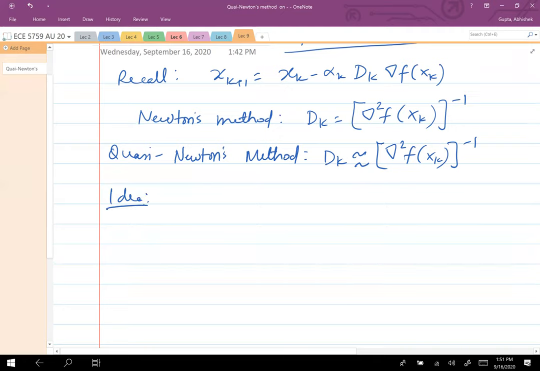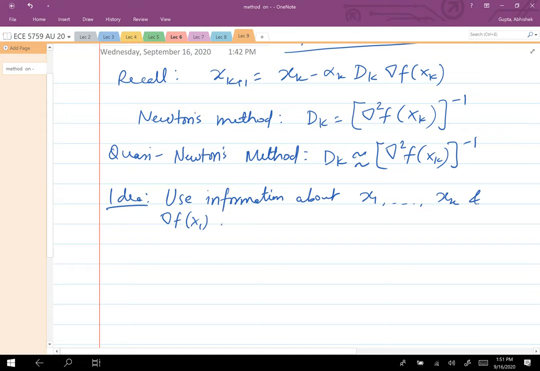And the idea is to use information about x1 to xk and gradient f(x1) to gradient f(xk) to compute dk plus 1, or dk actually. So this is the idea of Quasi-Newton's method. We are not going to compute the second derivative of the function at all, but using some approximations, we would just like to get an idea of the curvature information of the function and incorporate that during the process of gradient descent. That's the key idea in Quasi-Newton's method.